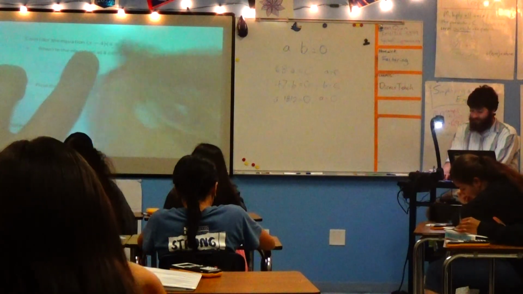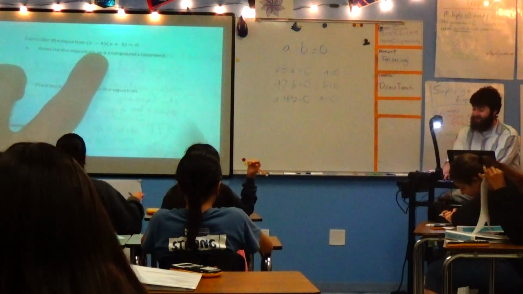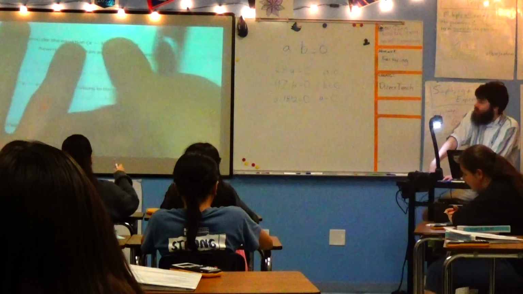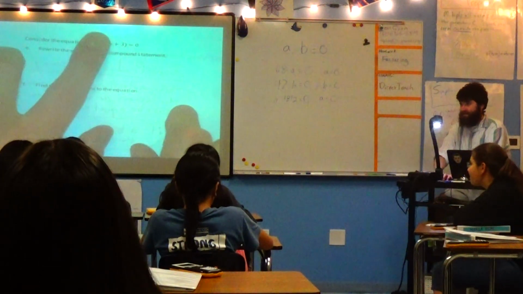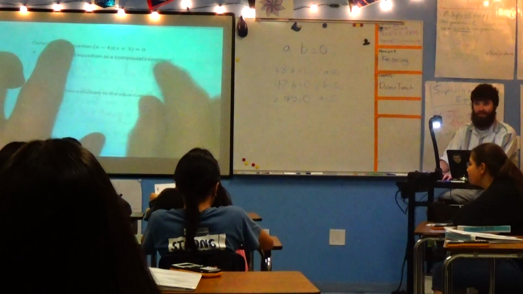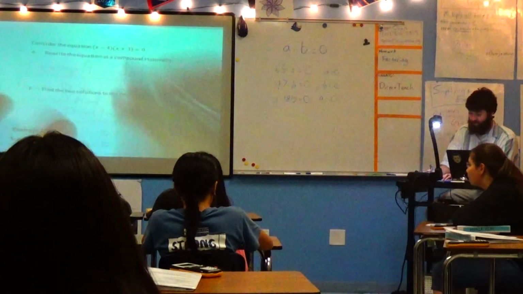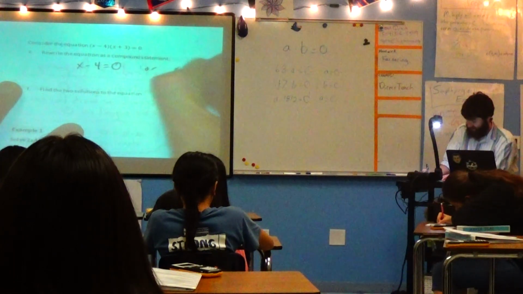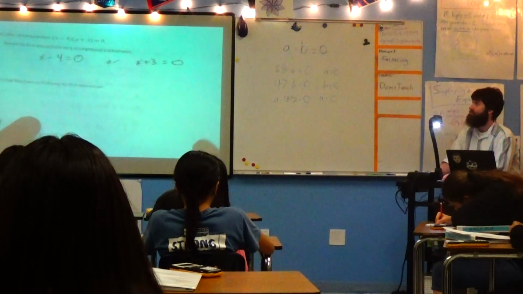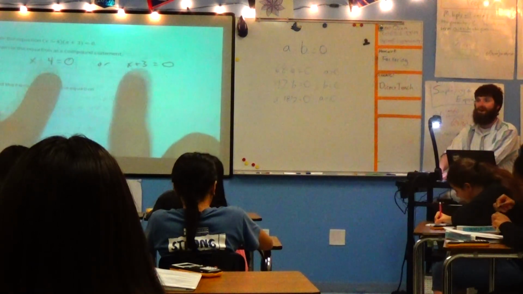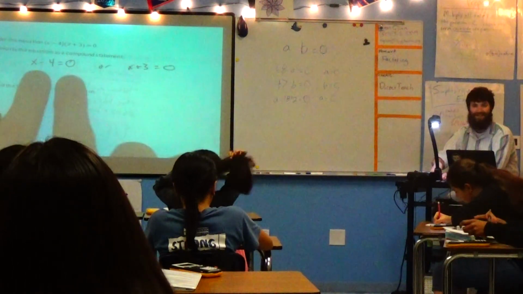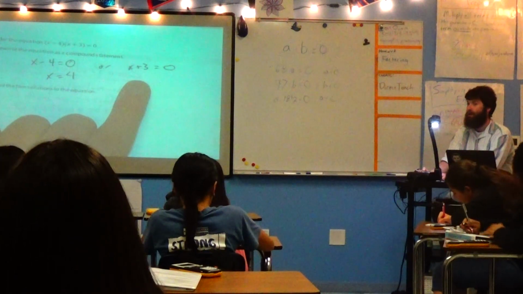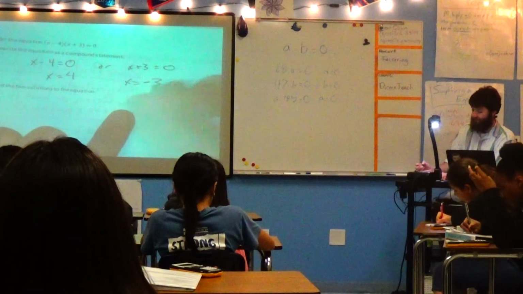For example E, we have x minus 4 times x plus 3 equals 0. So one of our groups, the x minus 4 or the x plus 3, has to be equal to what for this to be true? 0. So here's how we solve it. x minus 4 equals 0, or x plus 3 is equal to 0. We have to solve it. We have to get x by itself. How do we get x by itself? Add 4, x equals 4, or subtract 3, x equals negative 3.